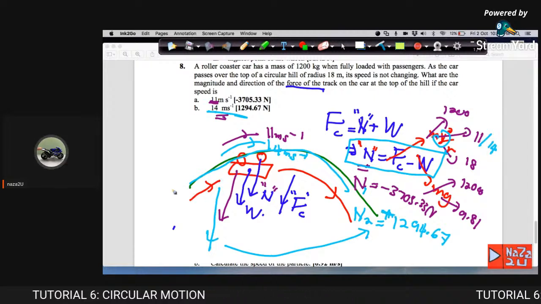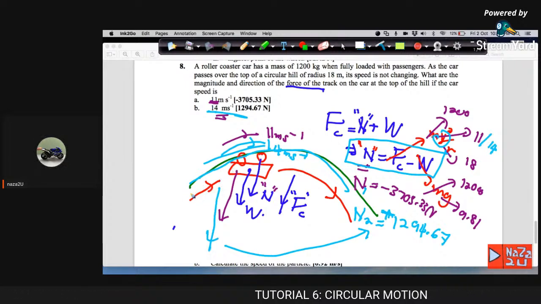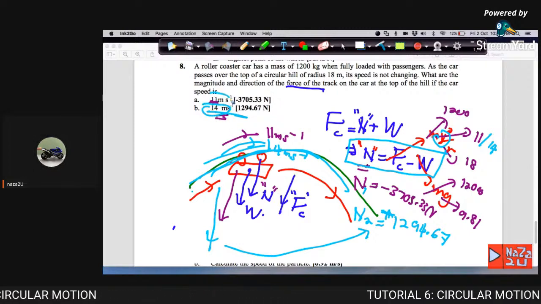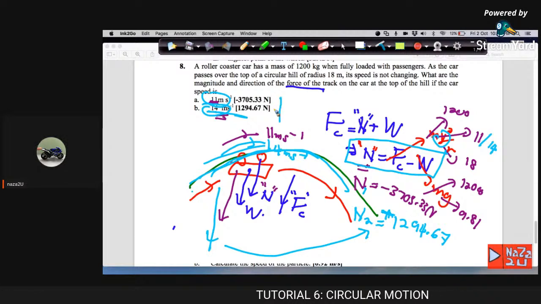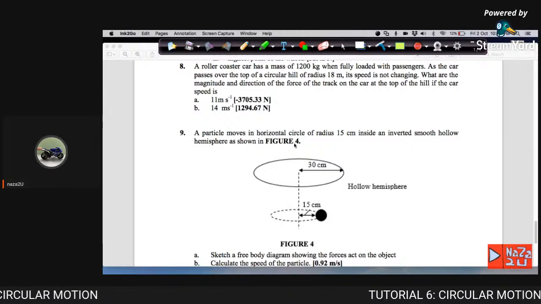Sebab itulah kalau kita tengok dalam roller coaster tu mengapa dia tak jatuh. Untuk dia naik macam ni, dia perlu ada kelajuan yang lebih laju ya. Kalau 14 dia tak jatuh ke bawah. Kalau 11 dia akan jatuh ke bawah. So itu yang number 8. Okay, so continue to the number 9.